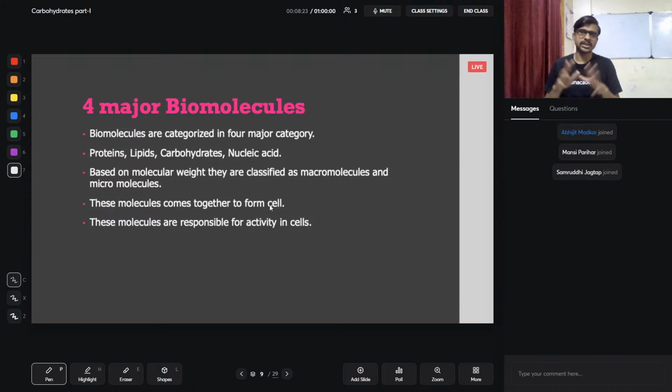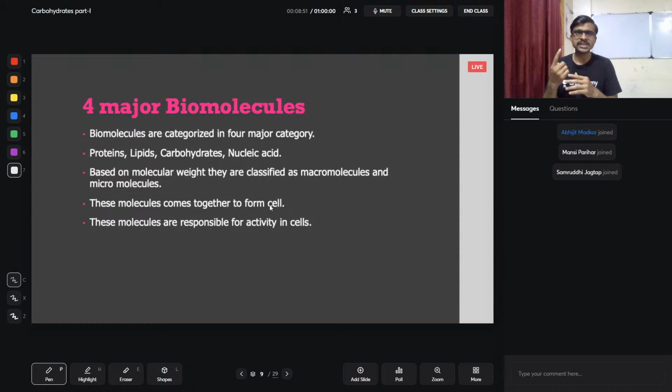So guys, there are 4 major biomolecules in our body. These biomolecules are responsible for the making of the cell. Meaning the cell is made from these four. You can say these 4 biomolecules are the building blocks of a cell. We can also say the lipid, protein, carbohydrate and nucleic acid are nothing but the building blocks of a cell. These biomolecules are categorized in 4 major classes.